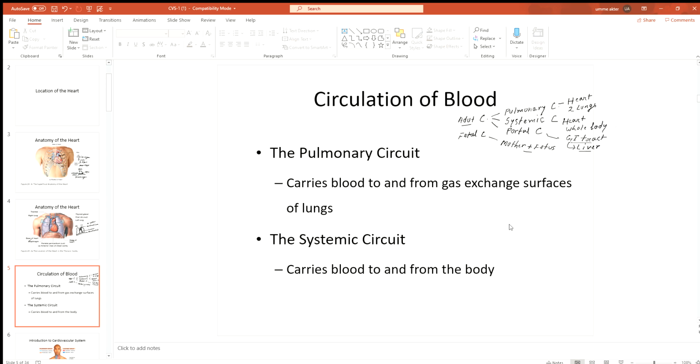Okay, now if I ask you, tell me few differences between the pulmonary and systemic circulation. Pulmonary circulation and systemic circulation. So you already know that pulmonary circulation is between the heart and two lungs. So heart and lungs. Systemic is between the heart and the body.